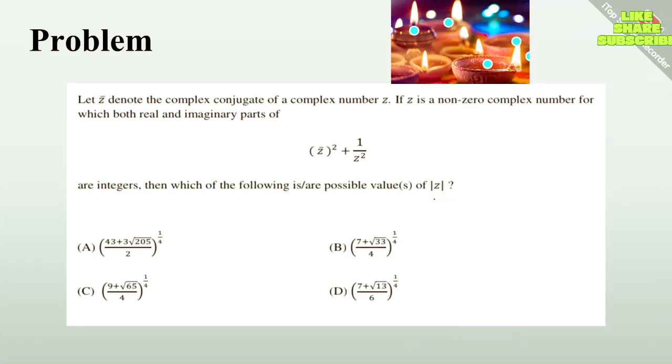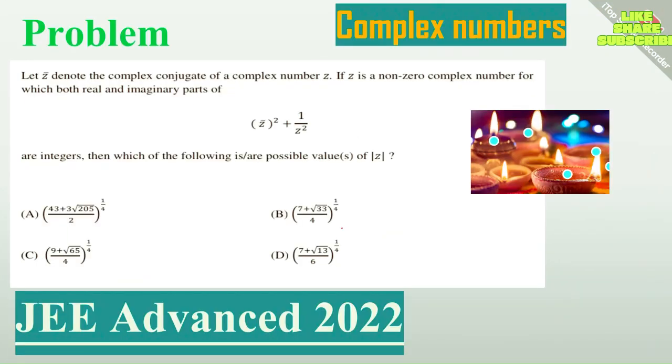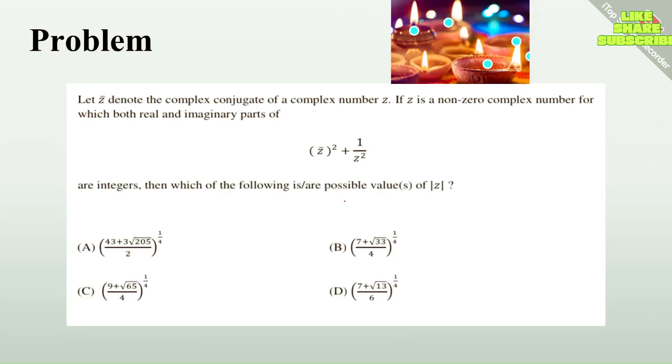Today we have a problem of JEE Advanced 2022. We are given the problem: let Z bar denote the complex conjugate of a complex number Z. If Z is a non-zero complex number for which both real and imaginary parts of Z bar square plus 1 over Z square are integers, then which of the following are possible values of modulus of Z? So let's start solving this problem.